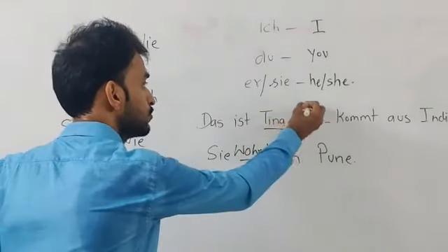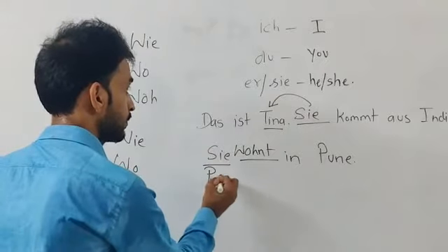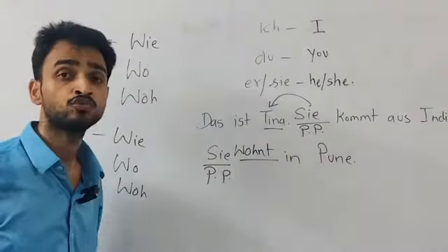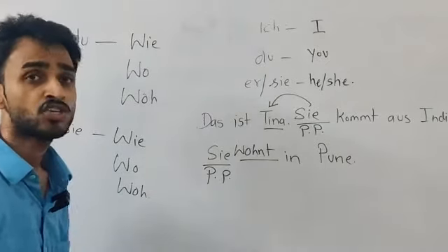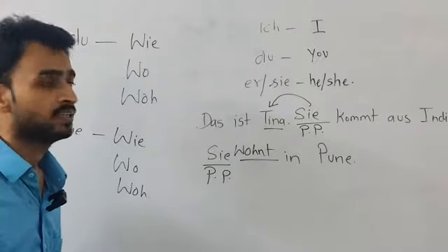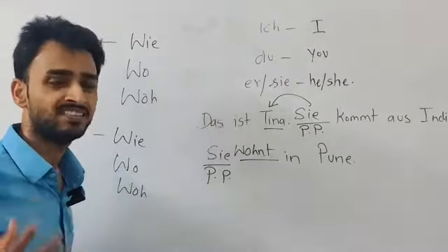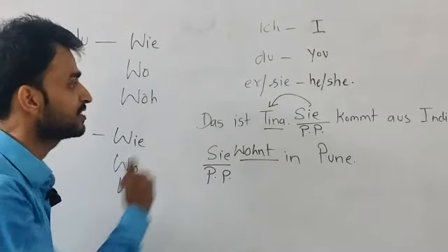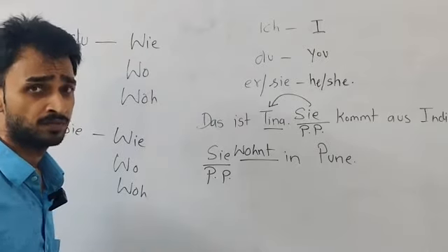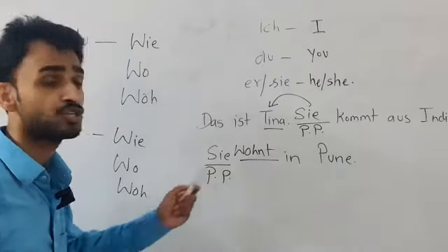So this is called a personal pronoun. Instead of the proper noun, we have used sie. This is called a personal pronoun. We don't use the proper noun, we use a pronoun. We don't say Tina, we say she. Suppose it's a male, Jacob or Michael, we say he, er. This is sie. Das ist Tina. Sie kommt aus Indien. Sie wohnt in Pune. Now, whatever information we write further about Tina, we use the personal pronoun she.